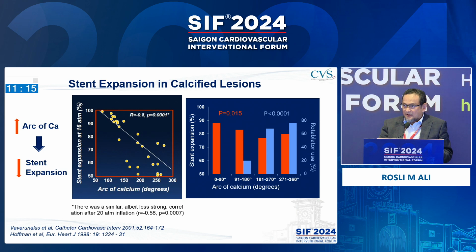From the point of view of calcium nodule, one of the main things that you want to look for is the arc of calcification. One arc or one quadrant, which is 90 degrees, and so on and so forth. We know that the higher the arc involved, the worse the stent expansion will be. So the more concentric and more calcified the lesion, the poorer the stent expansion. And as the lesion grade goes up, the use of atherectomy increases over time.